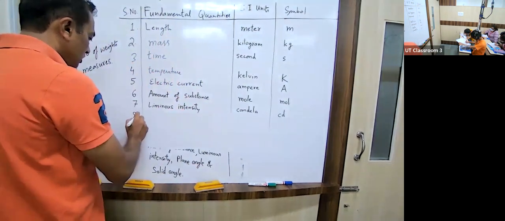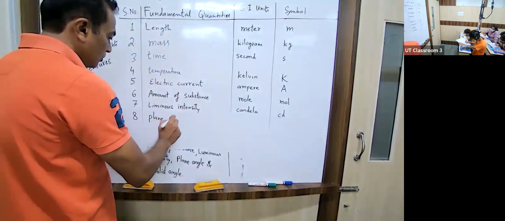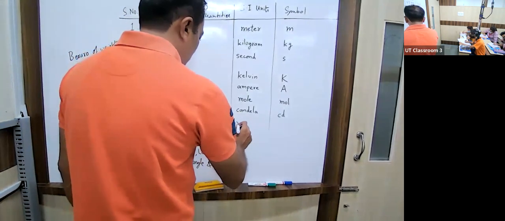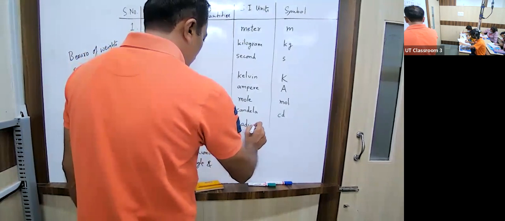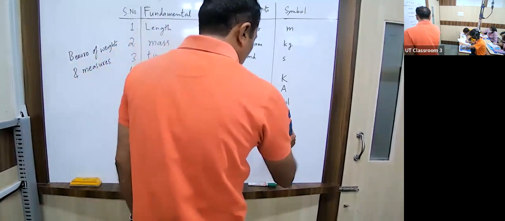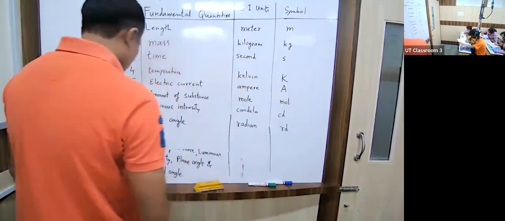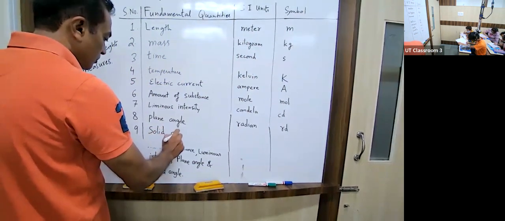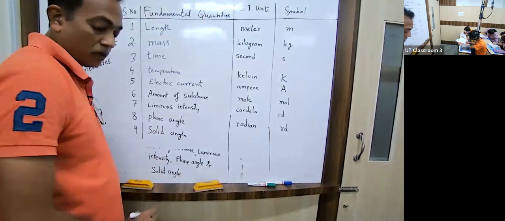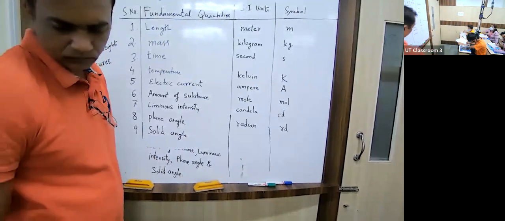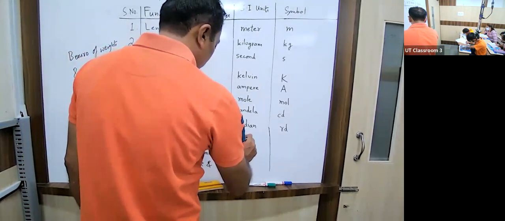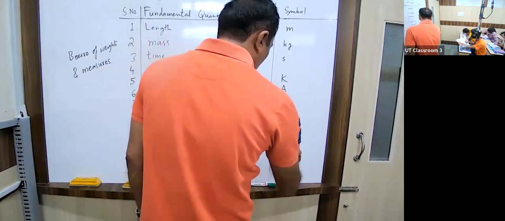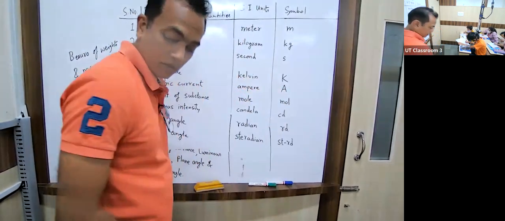Then the fifth is plane angle. Plane angle is measured in radian. Symbol is rad. Then you have solid angle, and it is steradian. This is the steradian.